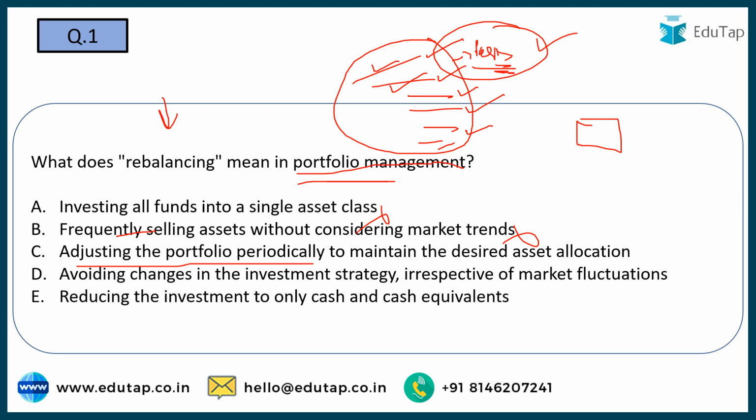Adjust the portfolio periodically to maintain the desired allocation. Yes, this will be your answer. Rebalancing basically means what? That if I'm not happy with one particular asset class, I will shift my money into some other asset class. For example, equities are good, so you can shift your money into equities from debt.